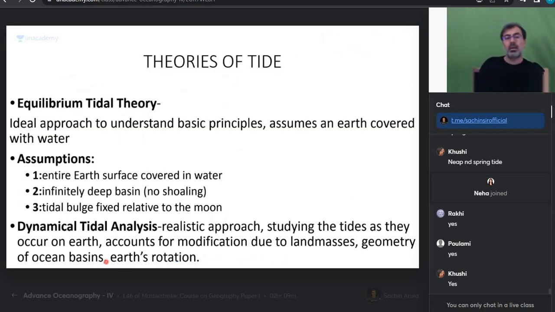So let's move ahead. Equilibrium tidal theory. Ideal approach to understand the basic principle. For now it is for the basic principle, not an advanced theory.